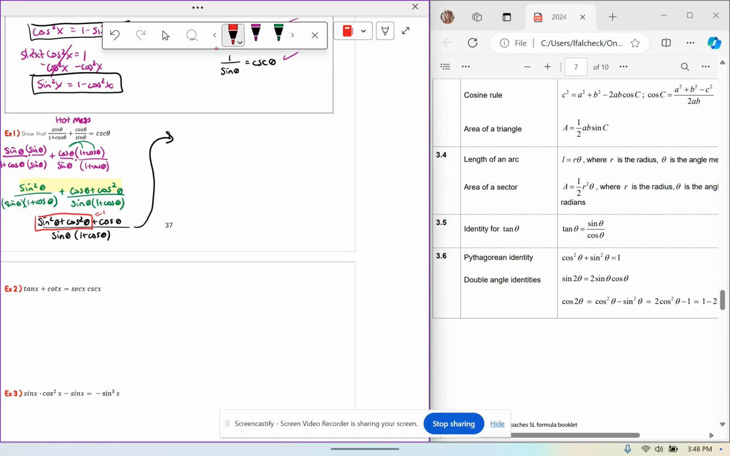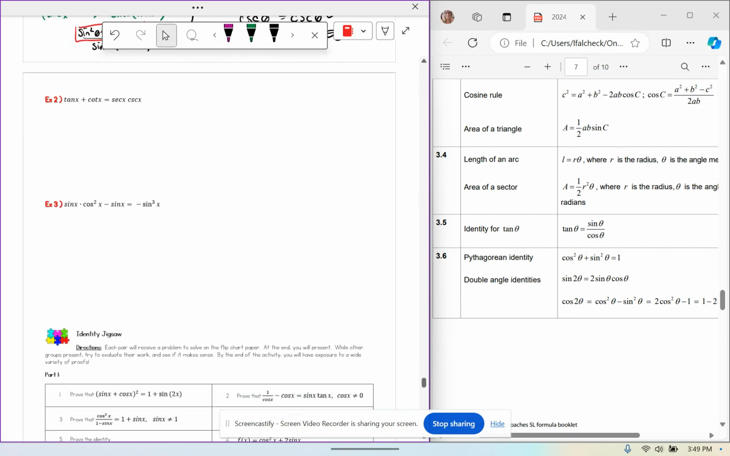This equals 1. Yay! So I have cosine of theta plus 1 all over sine theta times 1 plus cosine of theta. These cancel, and I'm left with 1 over the sine of theta, which is equal to the cosecant of theta, which I was trying to prove in the first place. Hallelujah. Let's go to number 2.